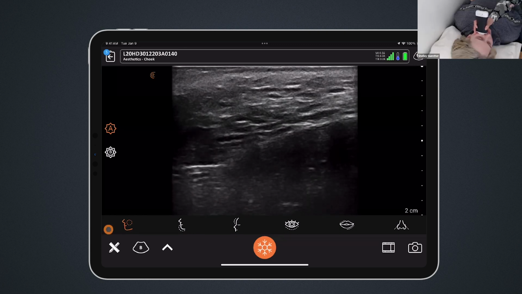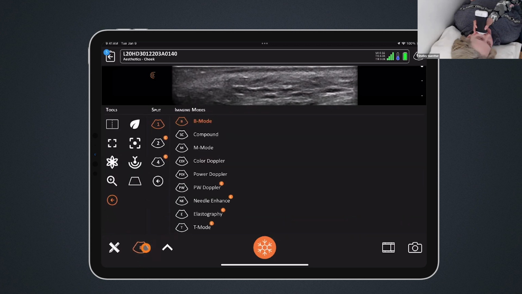Yeah. And I'll just do a quick demo of T mode here. It's in the modes menu, and here's your T mode down at the bottom.